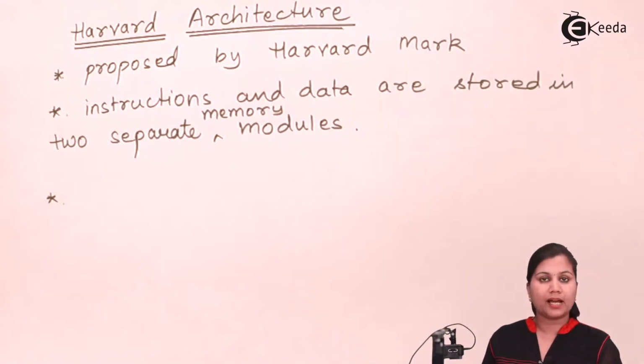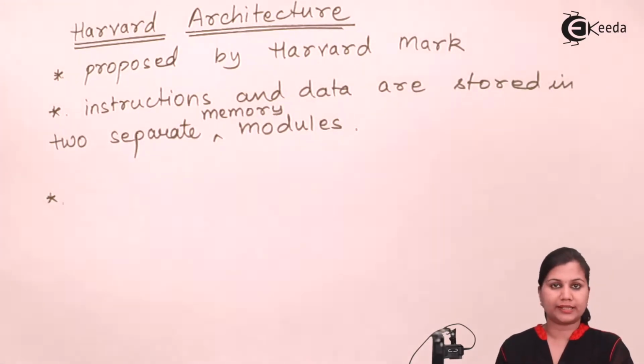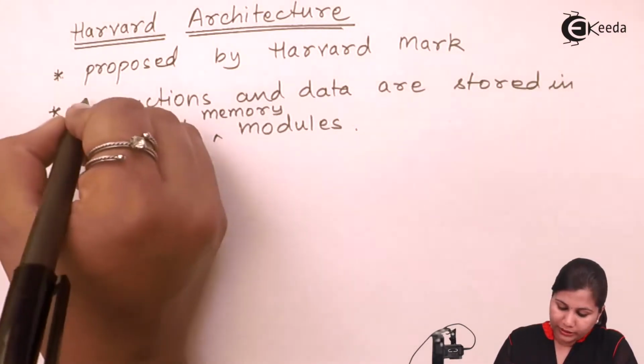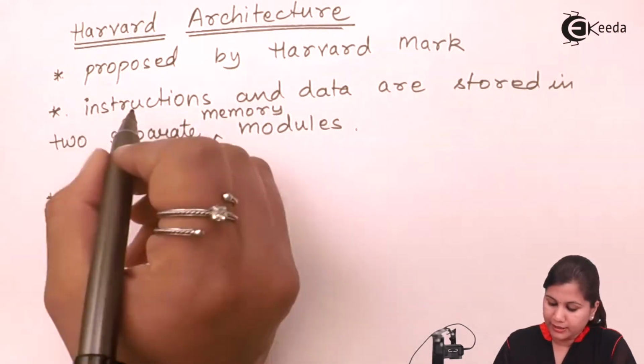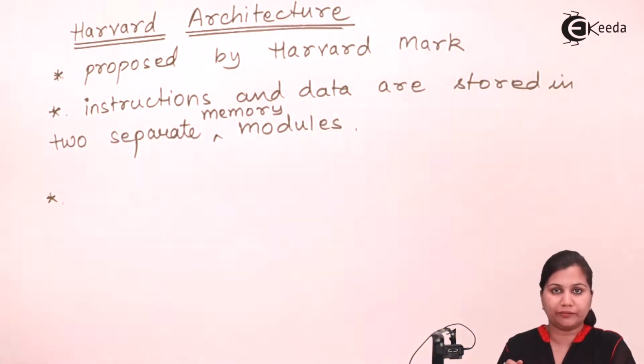So here in this Harvard architecture, the instructions and data are stored in two separate memory modules. So they do not coexist in the memory. Separate memories are there for instructions and for the data. Also in the Harvard architecture, because the instructions and data are stored in different memories, if the processor wants to execute the instructions or the data, then there are two separate buses for the instructions and for the data. Individually they will have separate system buses.